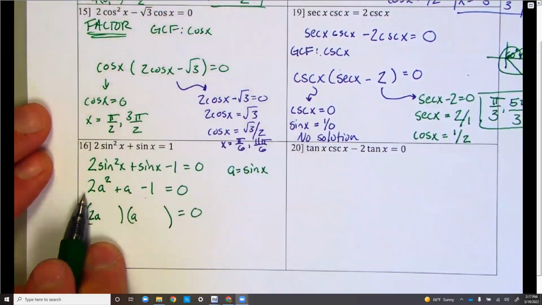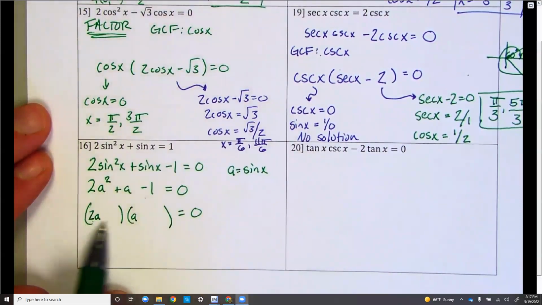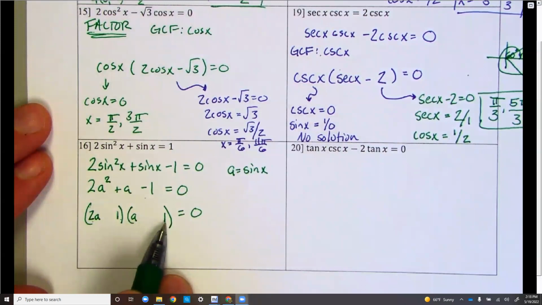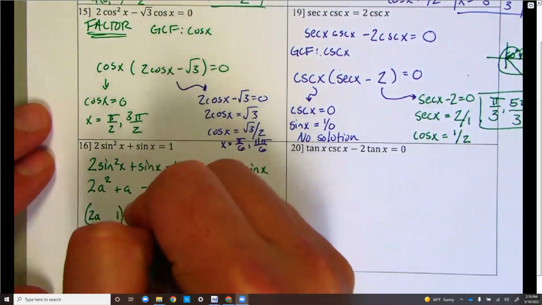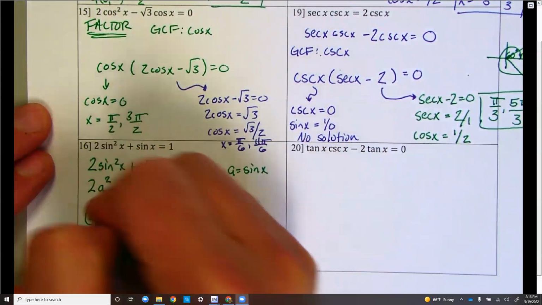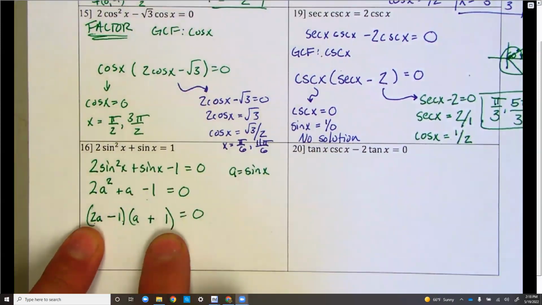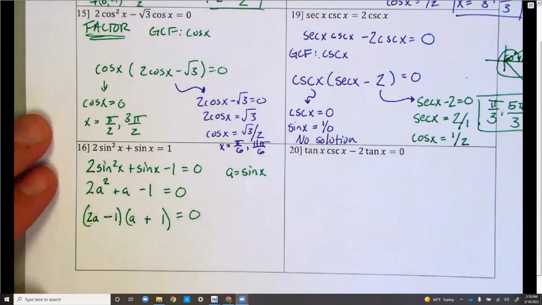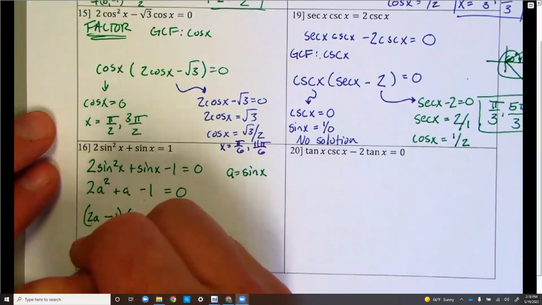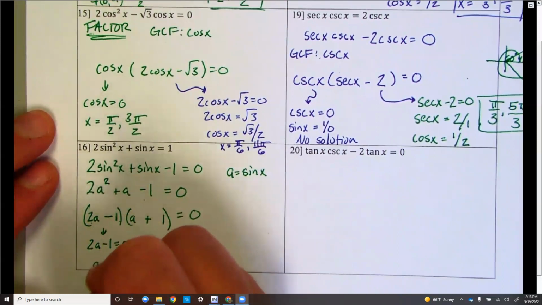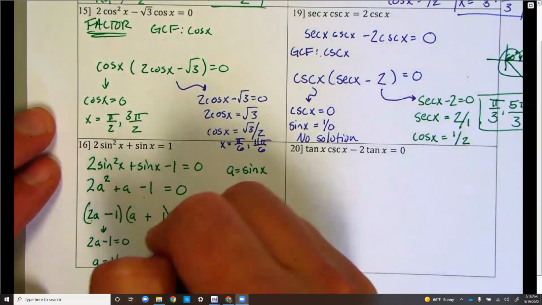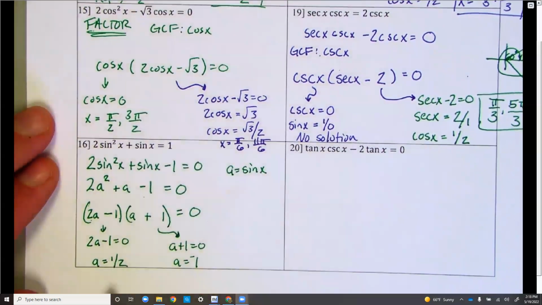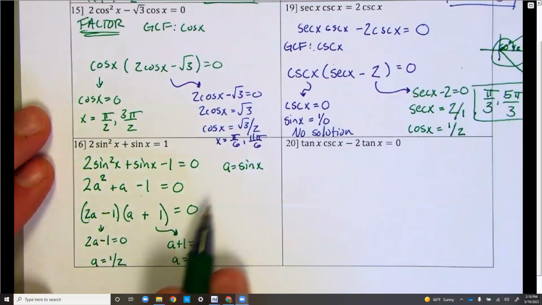There's only one way to get 2a squared, and that's to have 2a and a. Only one way to get a 1. It's got to be a 1 and a 1. And if I make this positive and I make this negative, then when I multiply, I get positive 2a minus 1a, and that adds to give me 1a. So then I will set each factor equal to 0. And I'll set this factor equal to 0. Then I'll go back and replace the a with the sine of x.